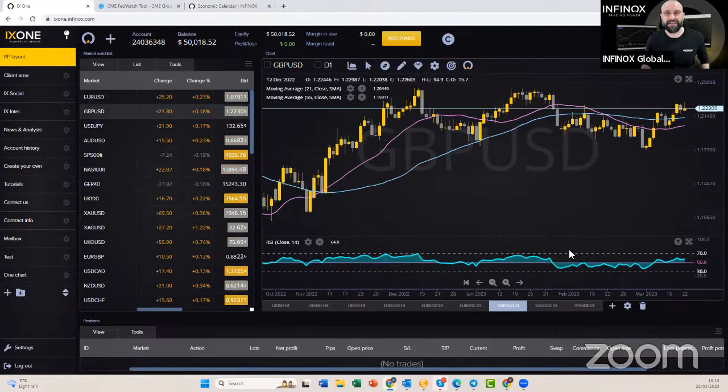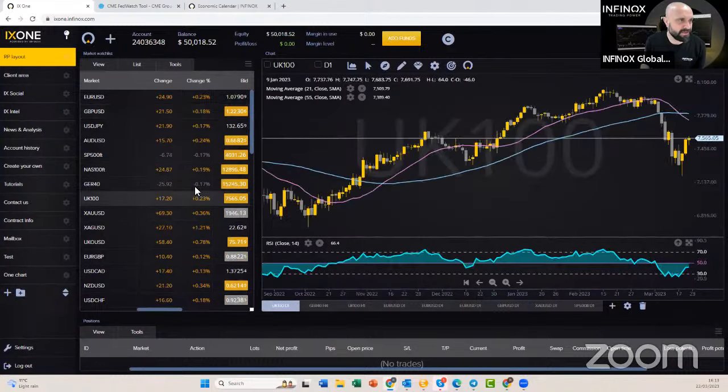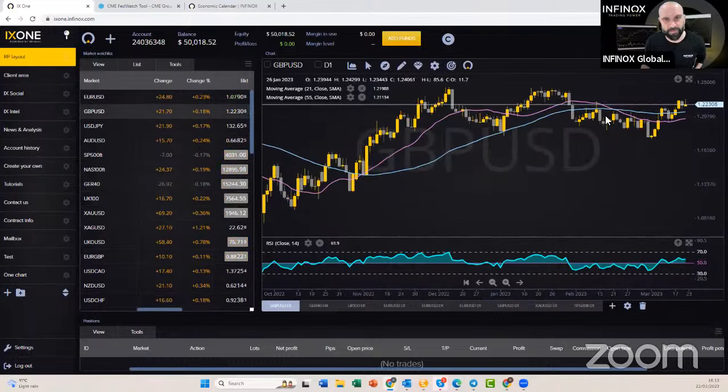Looking similarly, you could argue at sterling dollar as well. We can see that sterling dollar, let me just get sterling dollar going, has moved above.